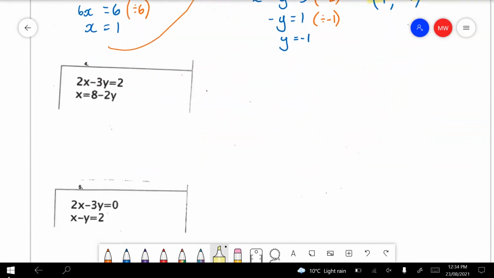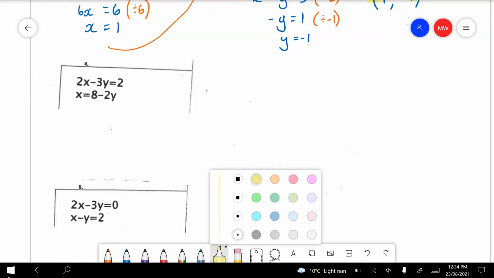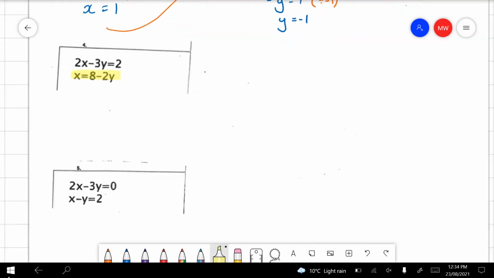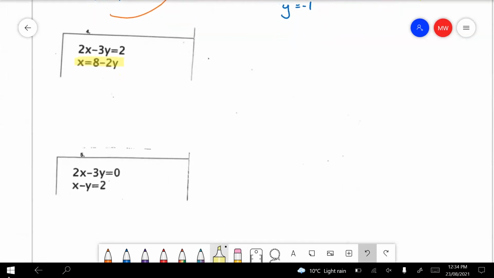Alrighty, now question 4 is the one I was talking about right at the start of the video. X is the subject of this equation. So if I wanted to do elimination, I'd have to rearrange that equation. So it's easier just to go for substitution. So here I'm going to sub 2 into 1.